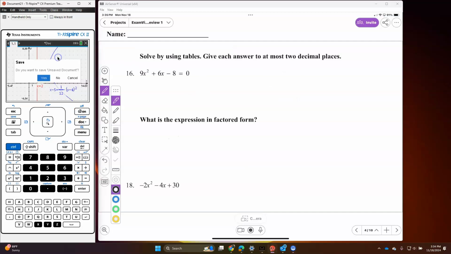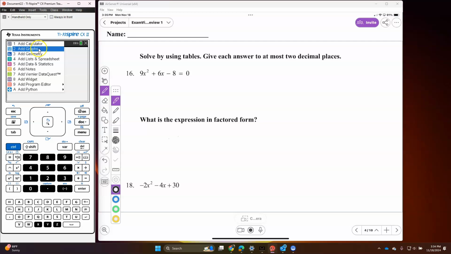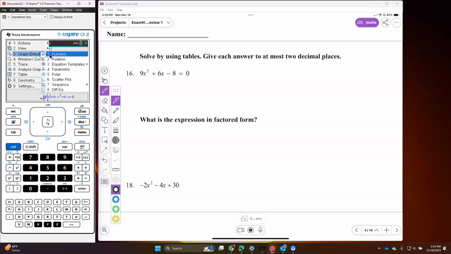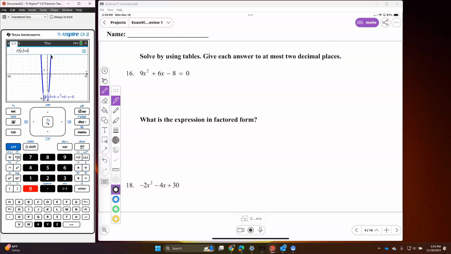This one says solve using tables. I'm going to try it, but if it doesn't work, I'm going to use a graph. So let me write 9x squared plus 6x minus 8. That's the left-hand side. So I'm going to go to menu, graph, function. I'm going to put 0. And if you want to zoom in, you can.